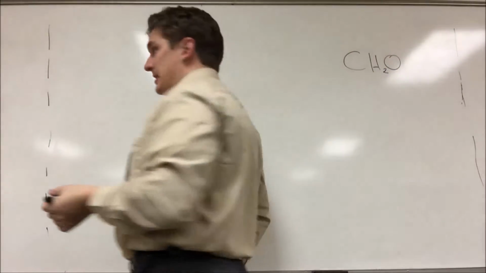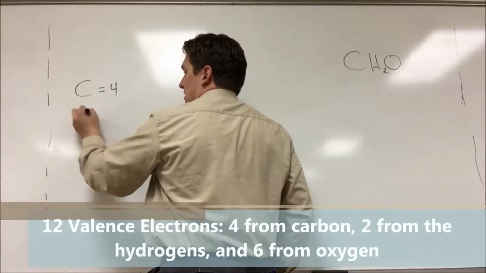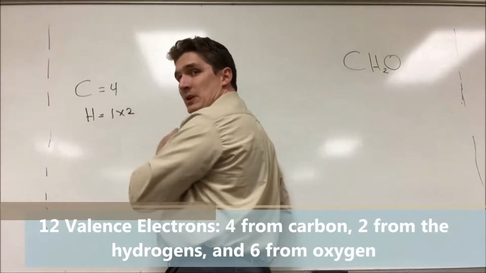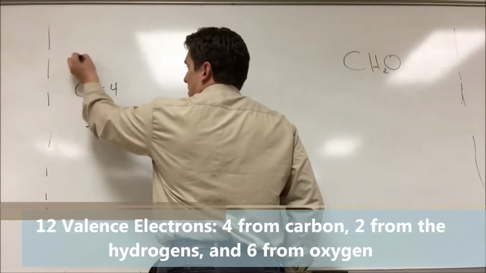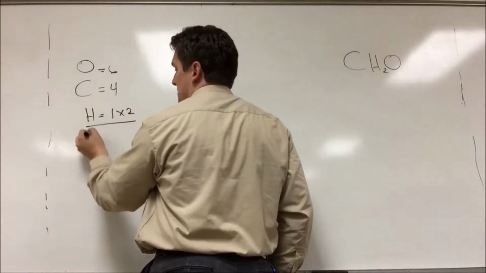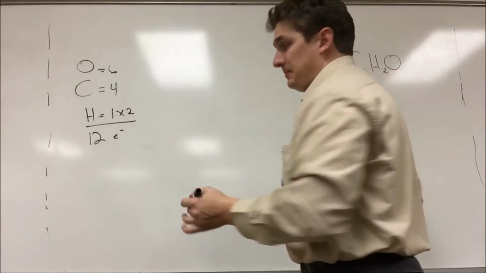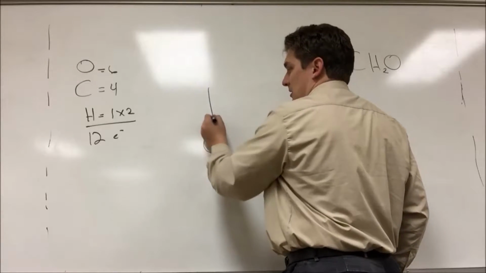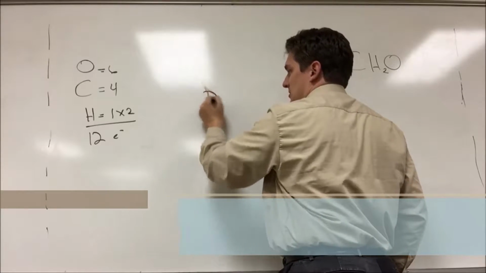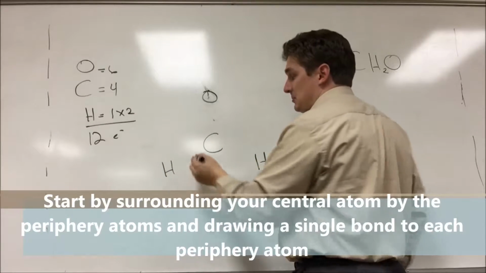has 12 valence electrons. So we've got carbon bringing in 4, each hydrogen atom bringing in 1, but we've got 2 of them, and each oxygen atom bringing in 6. So 6 plus 4 plus 2 will give us a total of 12 valence electrons. Once again, carbon's our central atom. We've got oxygen, 2 hydrogens, and we want to draw a bond to each of the periphery atoms.